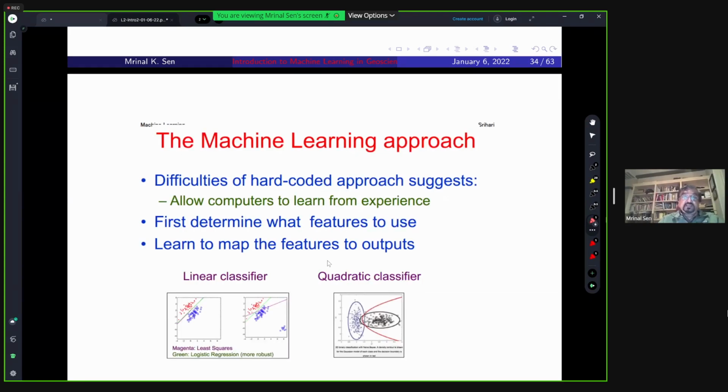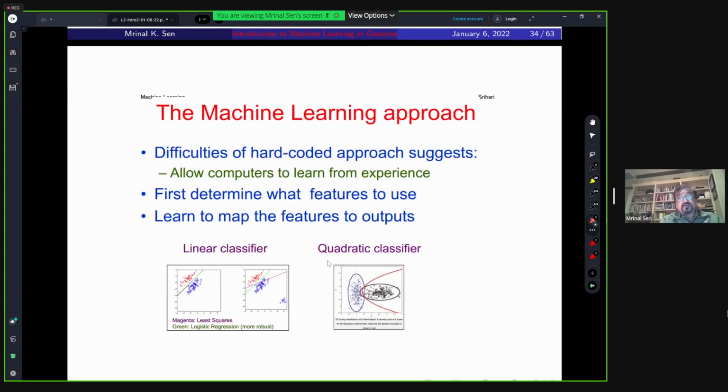And the machine learning approach can be useful when a hard-coded approach is difficult, like the examples I showed you, such as handwritten digits. But then it looks at some patterns. So to recognize those patterns, it has to identify certain features in the data. Okay, so it has to first determine what features are to be used.